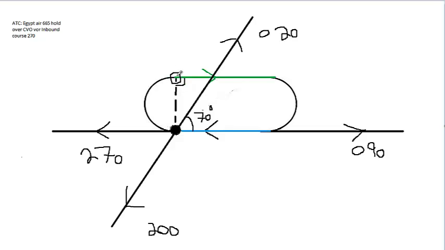This position is called a beam. So the aircraft is abeam the VOR. That means that the VOR is exactly to the right or exactly to the left. So I say it again. A beam indicates that the VOR is exactly to your right, or if you're flying a non-standard hold, exactly to your left.